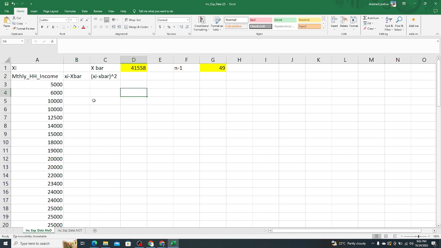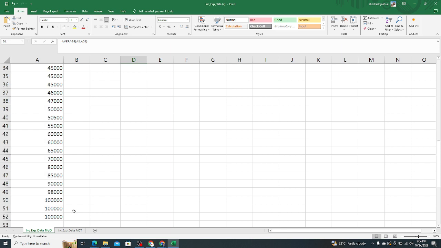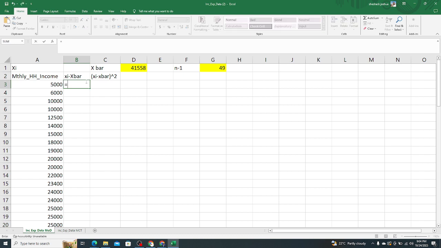Okay, good. So basically we have our mean, we have our n minus 1. So what we need is to calculate the xi's minus x bar. These are our xi's: 5,000 minus our mean, 6,000 minus our mean, 10,000 minus our mean, all that up to the 50th value. So in this case it is equal to this minus this, but we are referencing where we have the x bar, the mean.